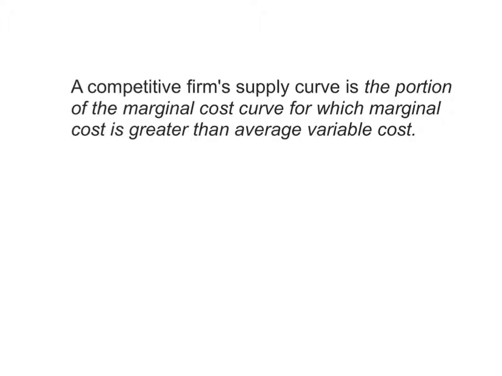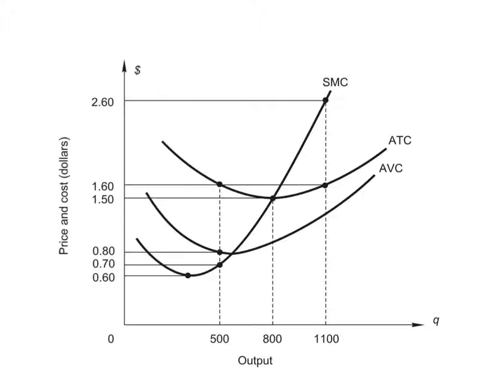So let's put this into words. A competitive firm's supply curve is the portion of the marginal cost curve for which marginal cost is greater than average variable cost. It's that portion of the firm's marginal cost curve that lies above average variable cost. Now you might want to pause here and take note of this, but let's go ahead and see what that means.